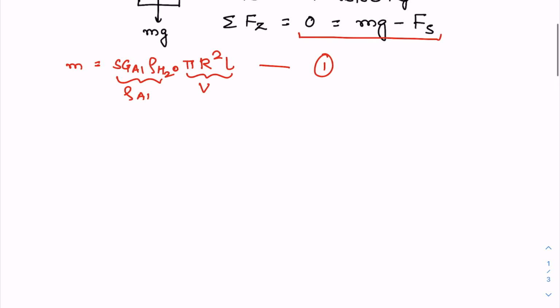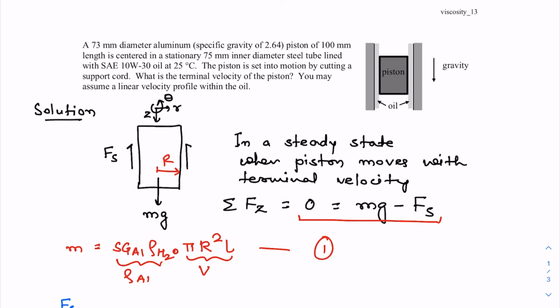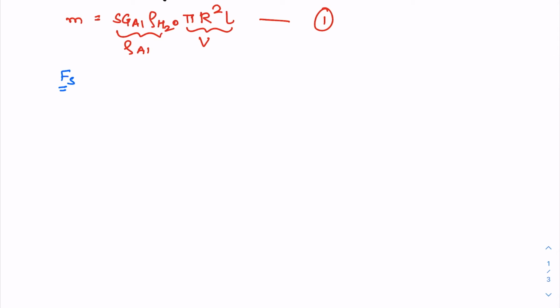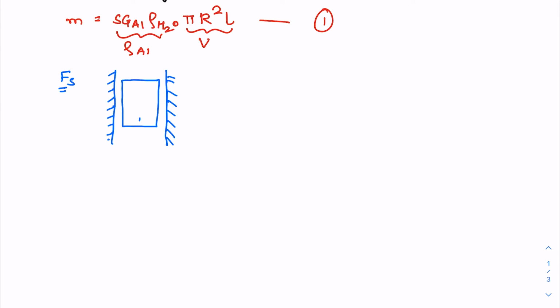Now, how do we calculate the shear forces acting on the piston? We are given in the question that the velocity profile within the film can be assumed to be linear. So I'll draw this diagram again. Let's say this is my outer steel tube, this is the piston, and it is moving with a velocity v, and there is a fluid in here.